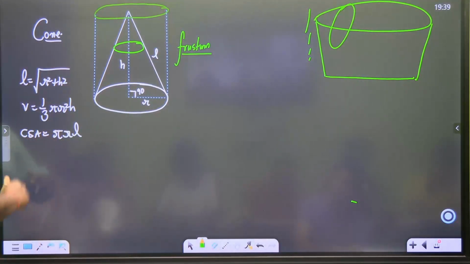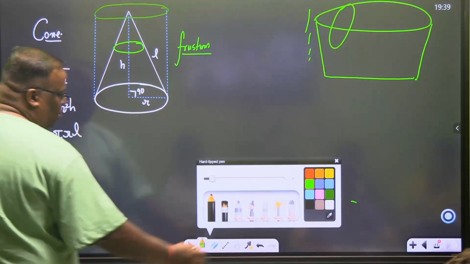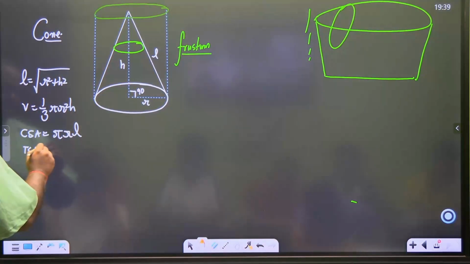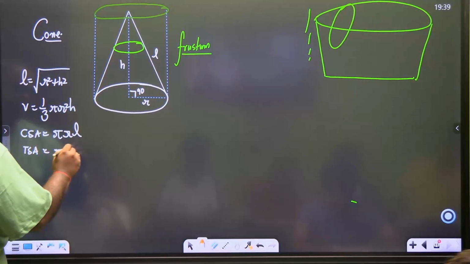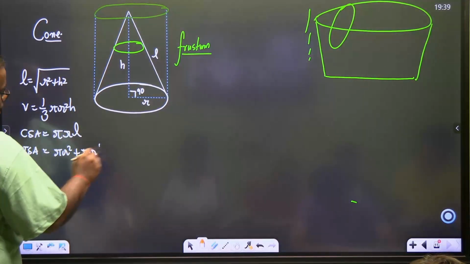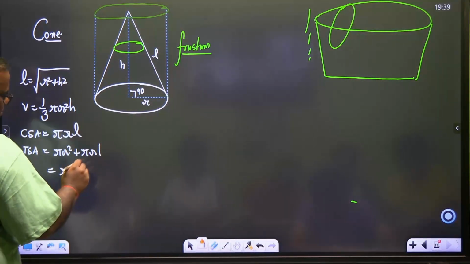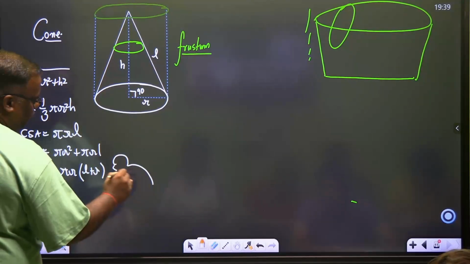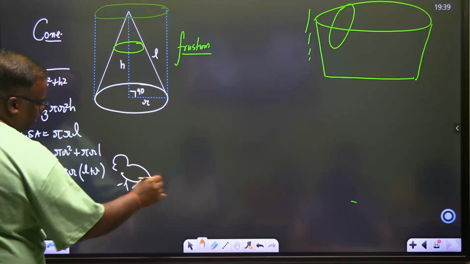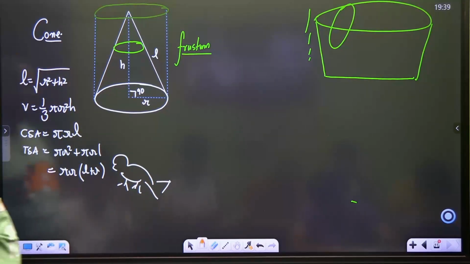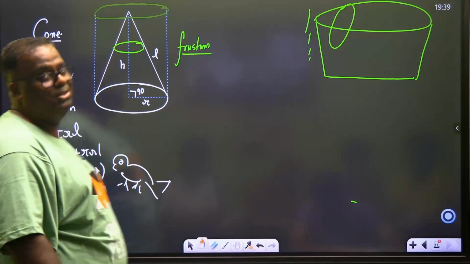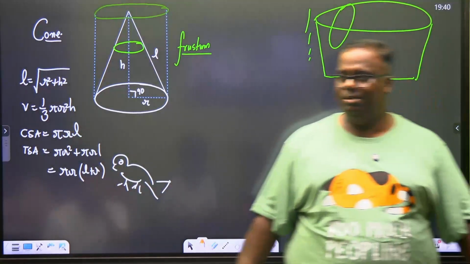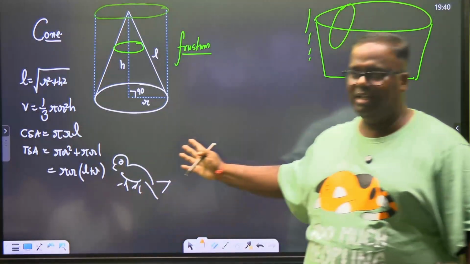So curved surface area is pi r L. And children, if you talk about total surface area, then you have to add a circular base to it. So it's pi r square plus pi r L. And that, like a parrot, you always remember: pi r into L plus r. So here again there is a parrot formation. Never forget the parrot. Pi r into L plus r. Cone clear? This is all grade 9.